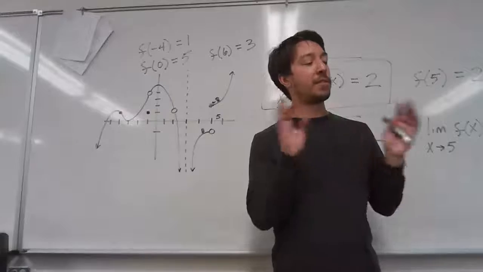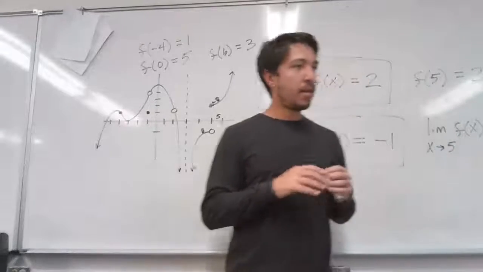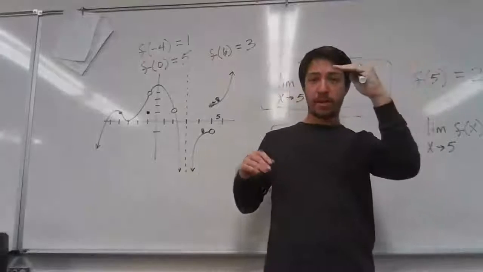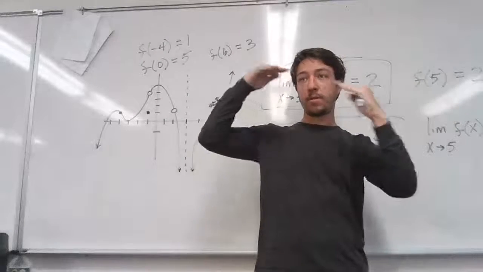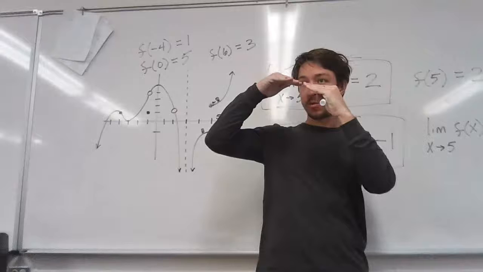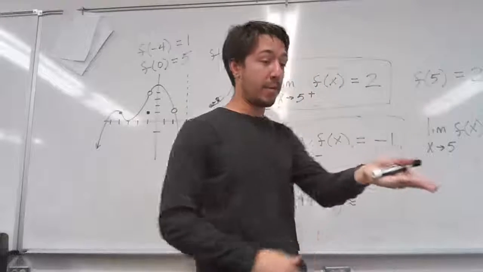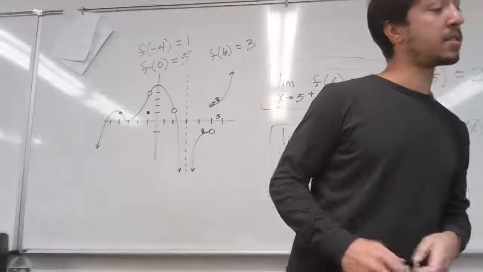I'll give you an informal definition to start. For the limit to exist, you have to have the same limit from the right and the left. Both sides of the function have to converge to a single value. Can you give us an example? So like at 2, the limit's going to exist.